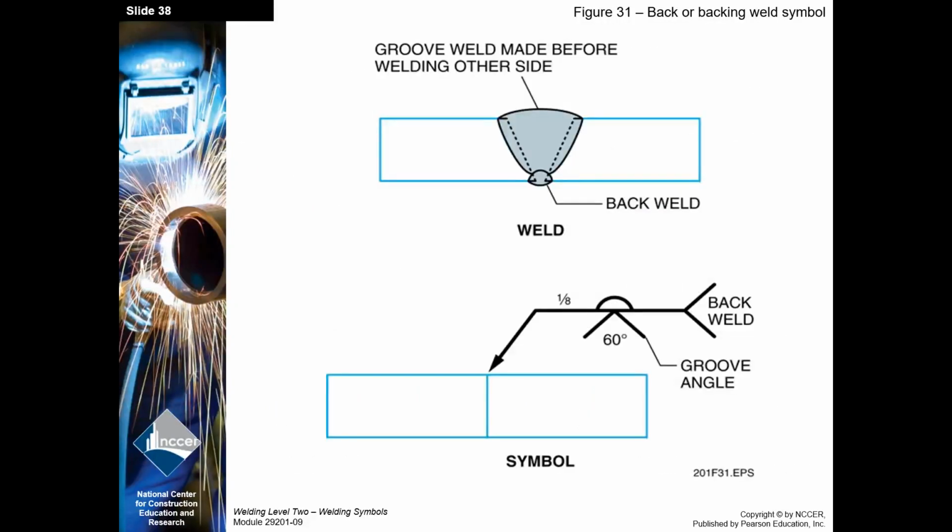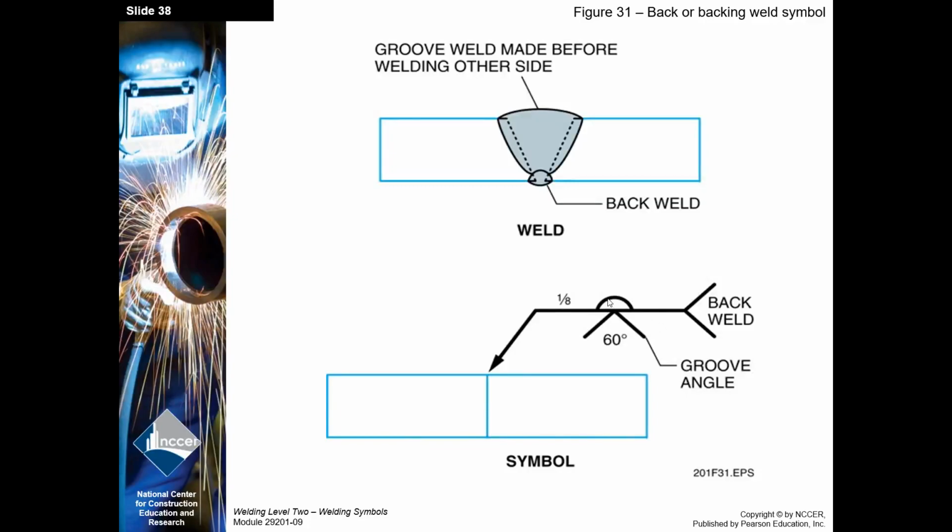All right, so we've got a back weld, which means that's done after we get the front done. So we're going to do this arrow side first. 30-degree bevel, 60-degree groove, 1/8 inch reinforcement on the back weld.